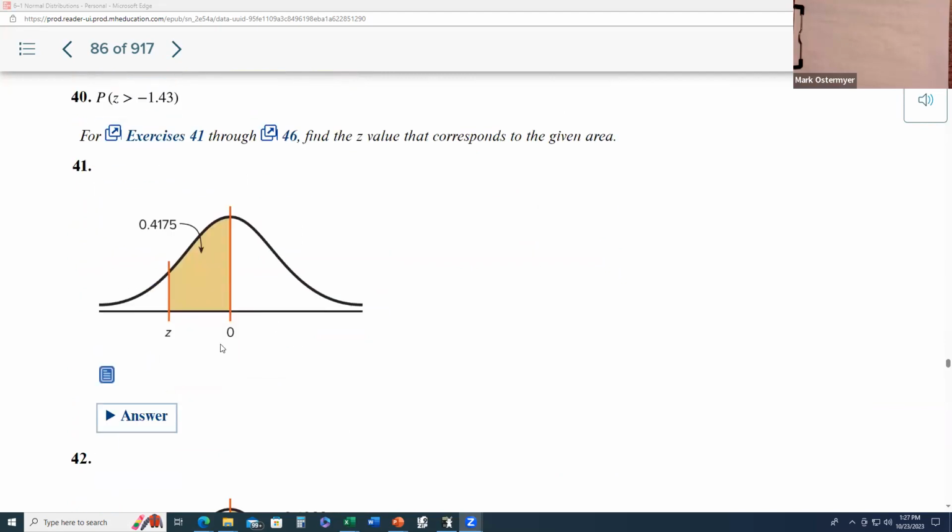All right, now, ladies and gentlemen, we're going to do something different. Now, they're not going to give you the z value on the horizontal axis. They're just going to give you the area of a shaded region. And they want you to determine what z value that has to be. So now we got to find out what z value, below 0, of which lies this shaded area of 0.4175. So we're kind of like working backwards now.